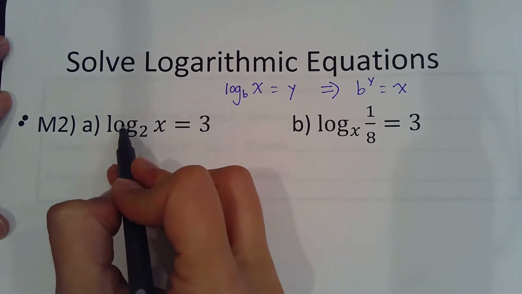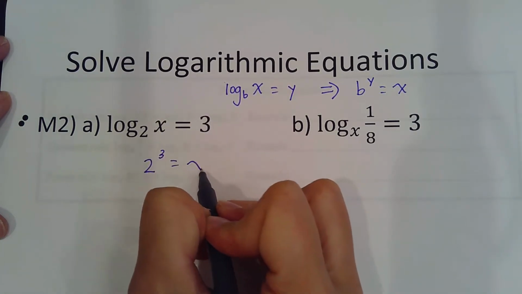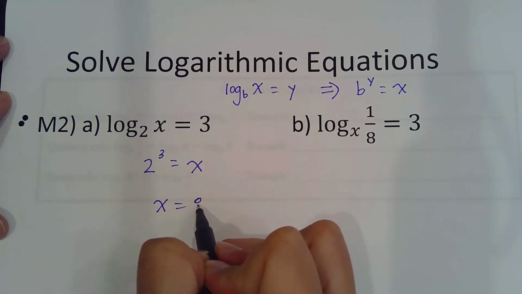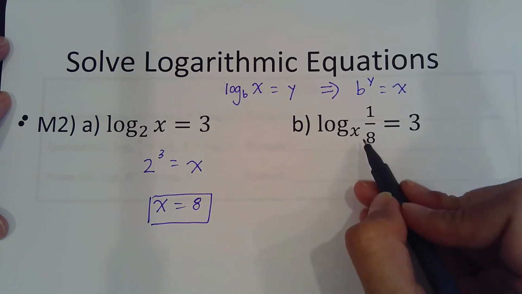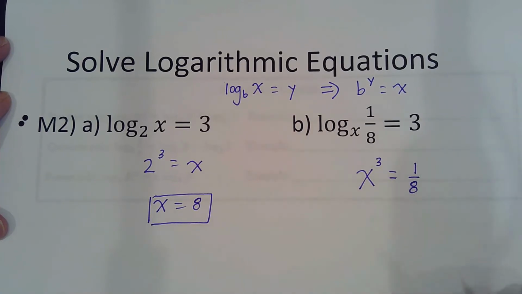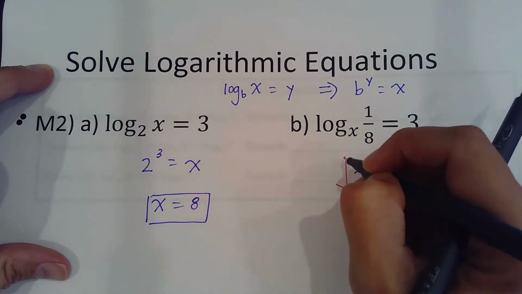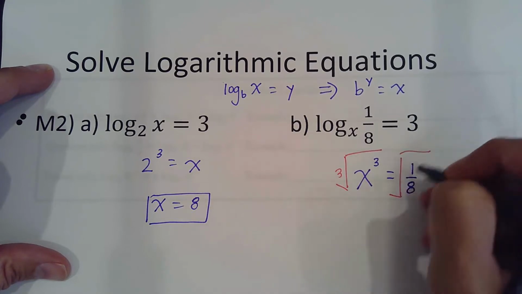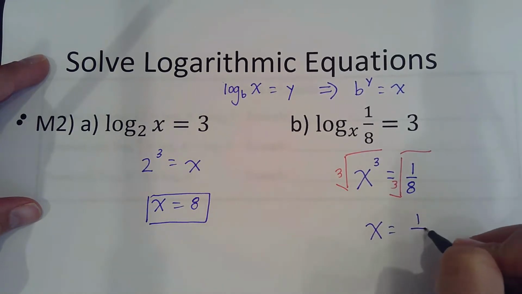Okay, so this is log base 2 of x is equal to 3. So this will be 2 raised to the third power is going to be equal to x. So x here would be equal to 8. Okay, same thing over here. So I'm going to have x raised to the third power is going to be equal to 1/8. Alright, so what am I going to have to do to both sides here? Okay, so here I'm going to have to take the cube root of both sides, right? So I'll have x is going to be equal to 1/2.